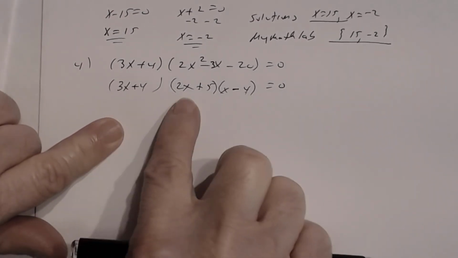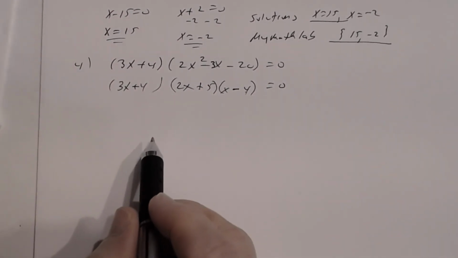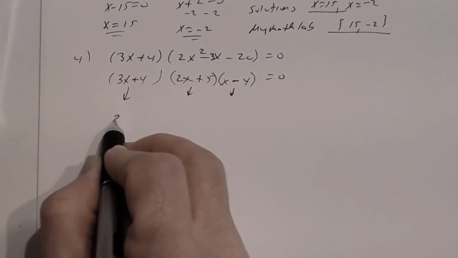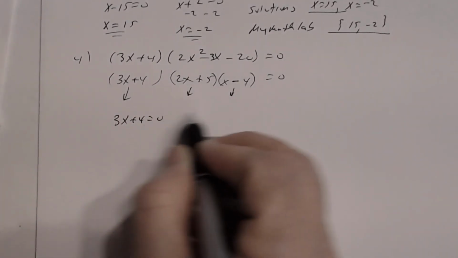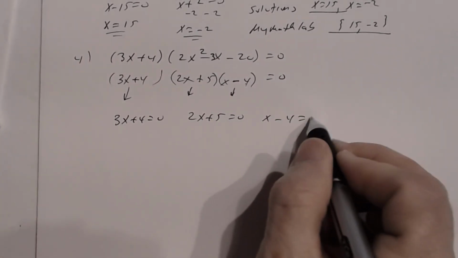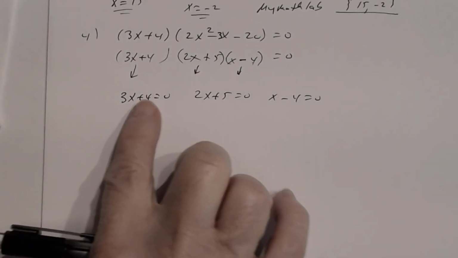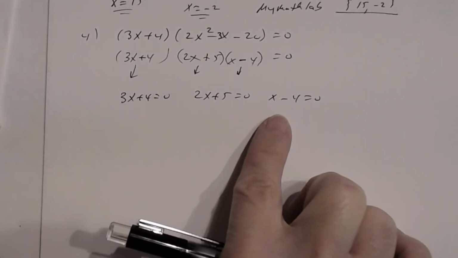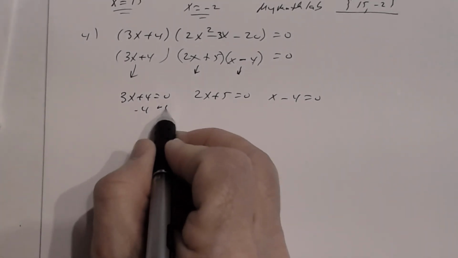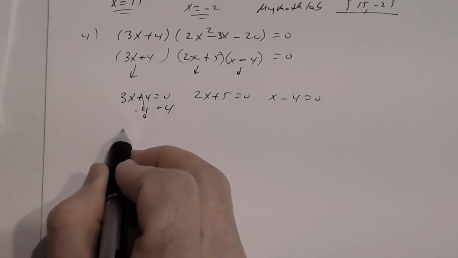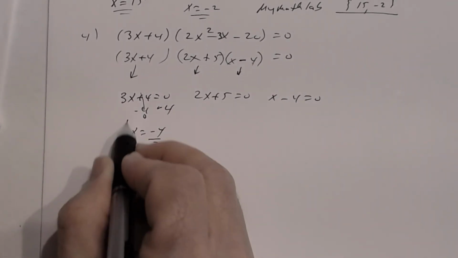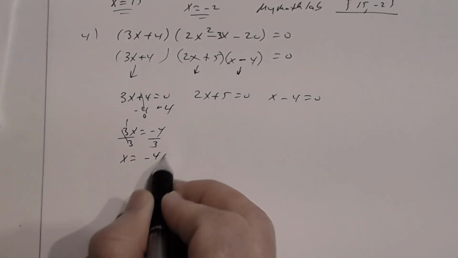So now I can set each of those factors equal to 0. So when I set each of those factors equal to 0, using the zero factor property, I get 3x plus 4 equals 0, 2x plus 5 equals 0, and then x minus 4 equals 0. So notice that I have these three equations, and they're all linear. And so to get the variable x by itself, here I'm going to subtract 4 from both sides. Combine like terms, I'm going to get 3x equal negative 4, and divide both sides by 3. One of my solutions is negative 4/3.